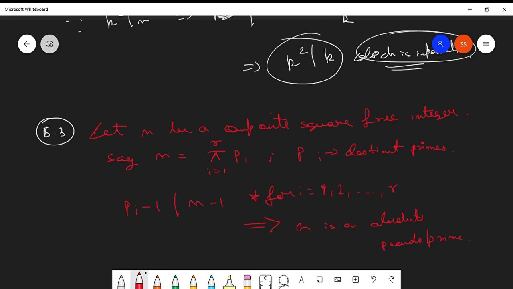Proving this is actually homework for you. If you can't prove this, in the next lecture we will be starting with proving this particular theorem, and then we will be moving on with Wilson's theorem.